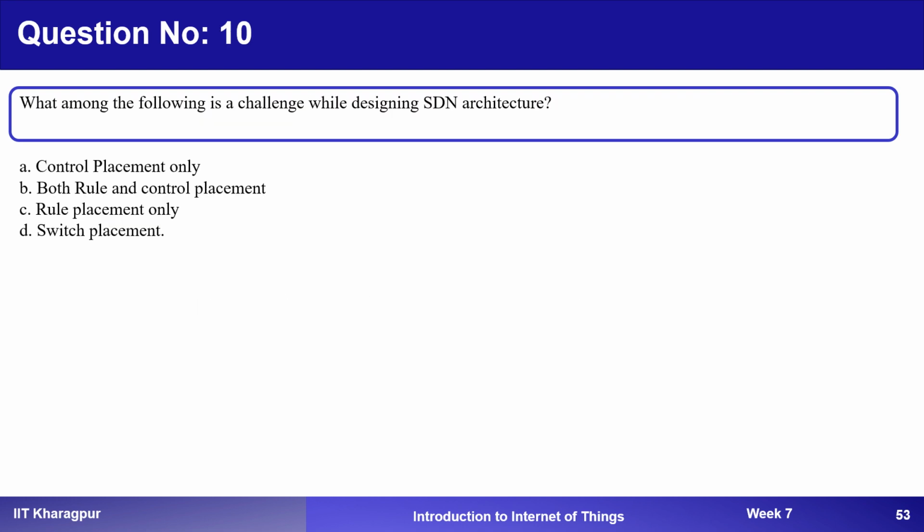Next question is, what among the following is a challenge while designing SDN architecture? Options are control placement only, both rule and control placement, rule placement only, and fourth one is switch placement. Okay, anyone else? Right, both rule and control placement is a challenge while designing your SDN architecture.